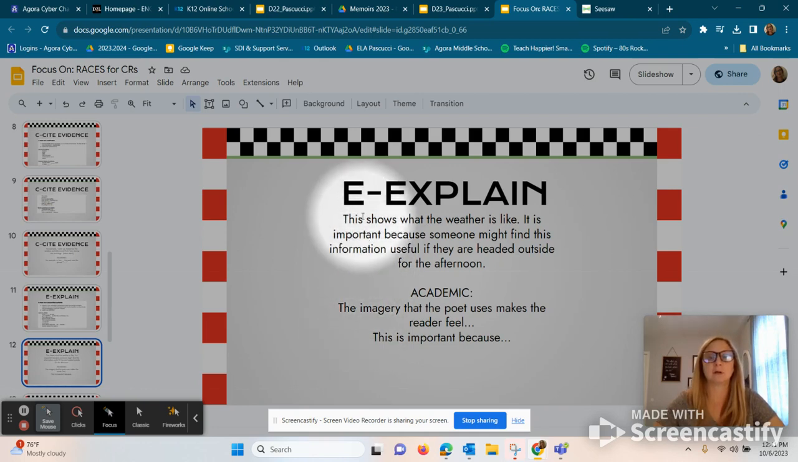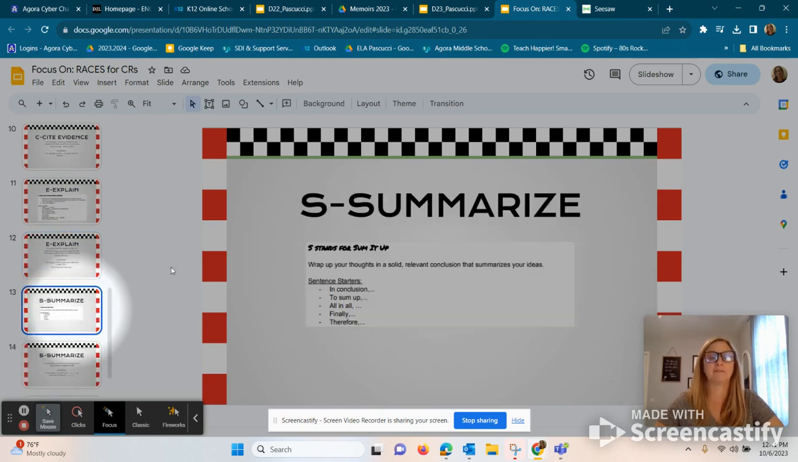All right, so E, explain, with our weather example: this shows what the weather is like. It is important because someone might find this information useful if they're headed outside for the afternoon. And the academic one that we're working on as an example is: the imagery that the poet uses to make the reader feel, and then another ellipsis. You're going to explain that and tell us this is important because that's important. And then finally, some places just do RACE. I like to tie it all up nice and neat with a bow, with an S, summarize.